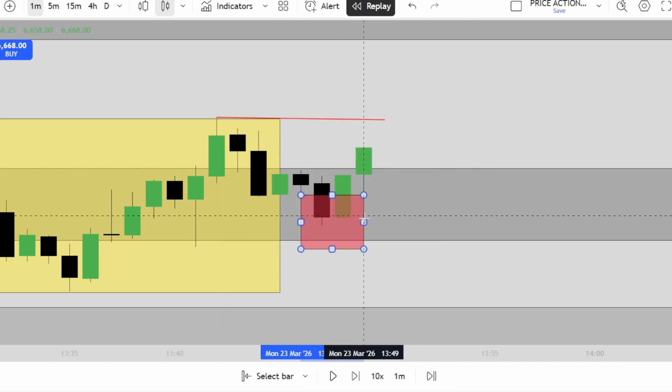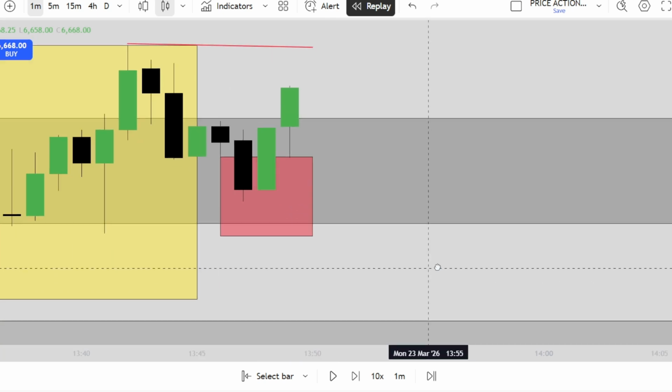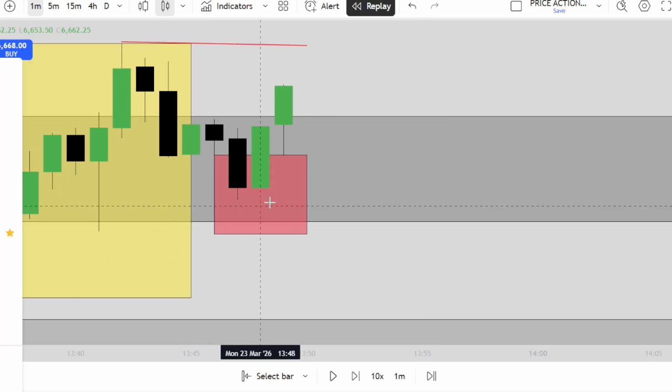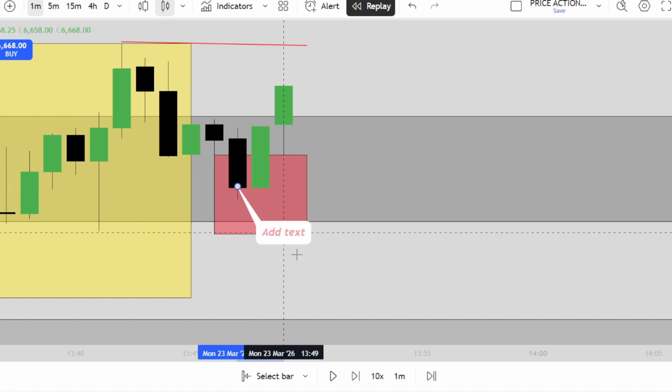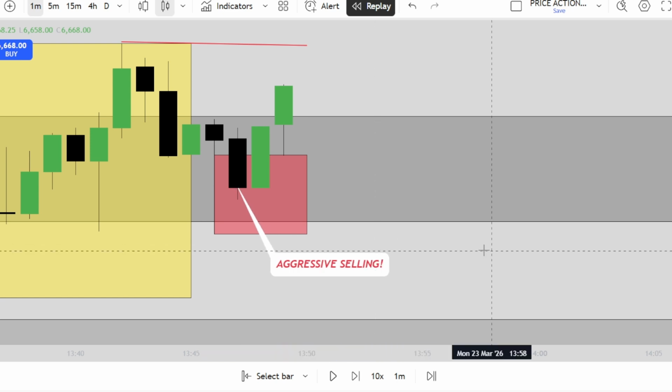So why have I labeled this region in red? The reason is because this red region represents aggressive selling, right? So this is what we want. I want all the traders to understand this. Aggressive selling. Now, what does aggressive selling mean? And why is aggressive selling important to us?